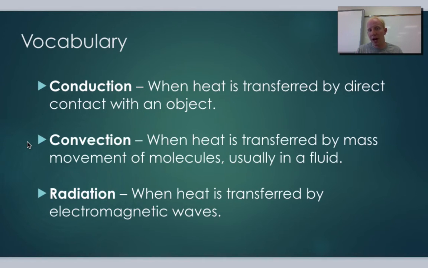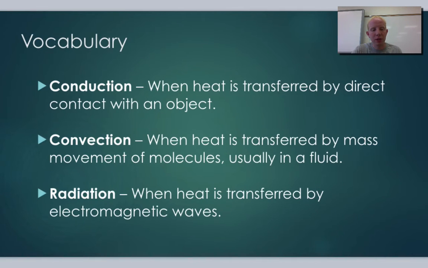Now that can be air, that can be water. A boiling pot of water is convection. Air circulating through a room is convection. Those also transfer heat. And the last one is radiation, and that is when heat is transferred by electromagnetic waves. So light, right? The sun heats up the whole earth with light. That light doesn't have to travel through air or any type of medium. But when we absorb that light on the earth, that's what heats the earth up. That's how we stay warm.